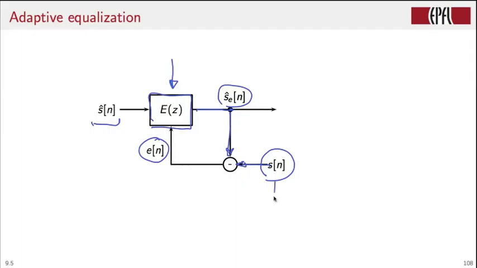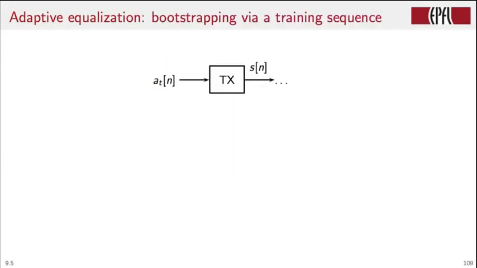But wait, how do we get the exact transmitted signal at the receiver? Well, we use 2 tricks. The first one is bootstrapping. The transmitter will send a prearranged sequence of symbols to the receiver. So let's call the sequence of symbols A_T[n]. This gets modulated and generates a passband signal s[n].